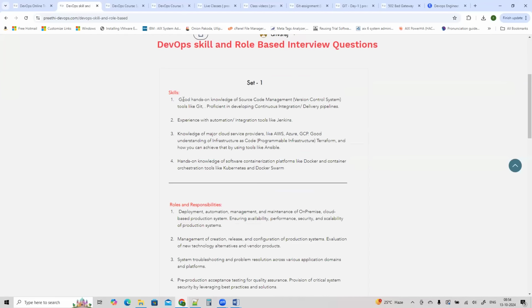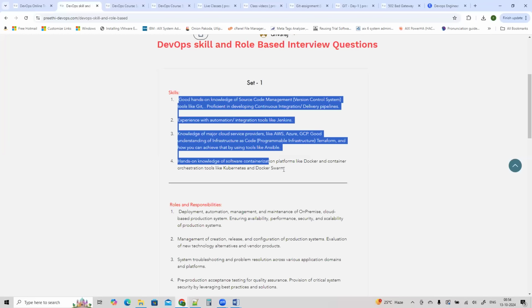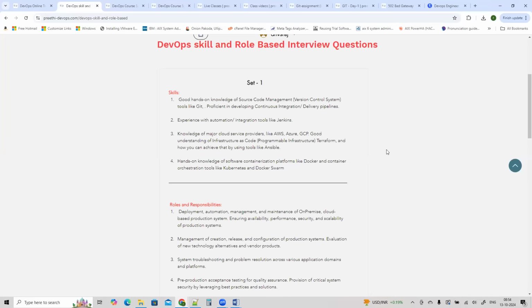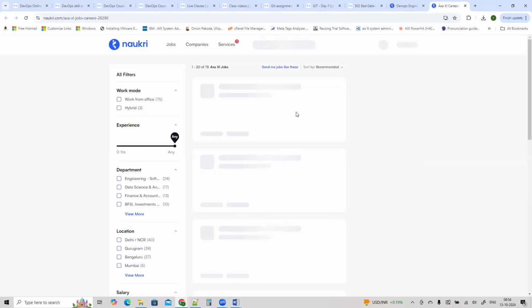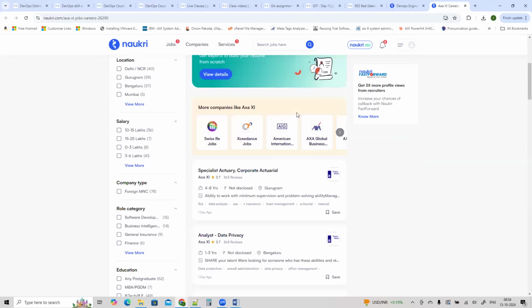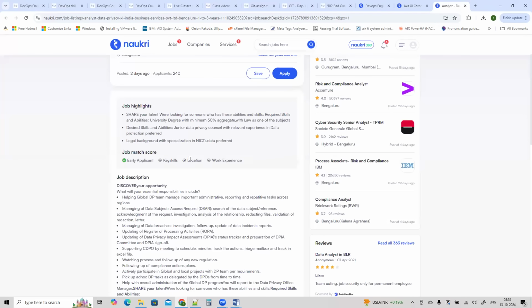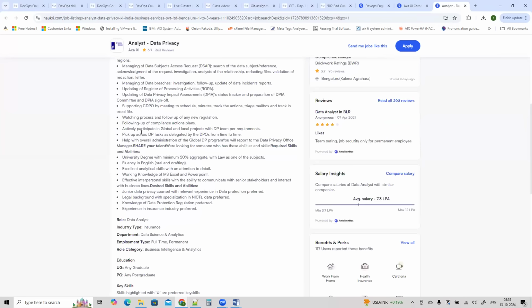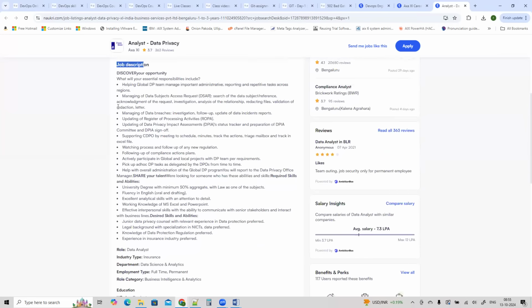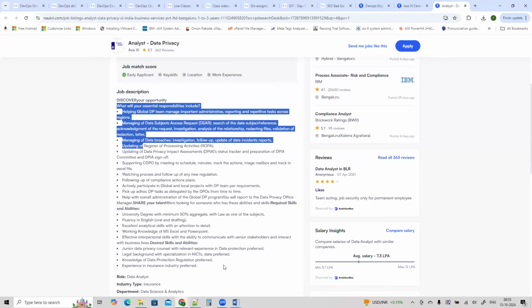Generally, the roles, responsibilities and skills will be like this on the job website. Take an example: here we have a technical architect role. Just click on this. Here you can see the description. This is very important to us. According to this requirement, we need to match our resume.